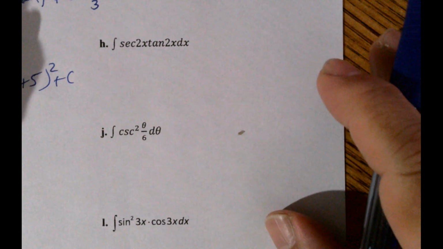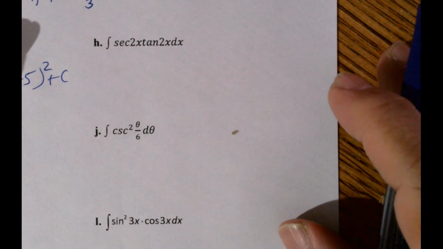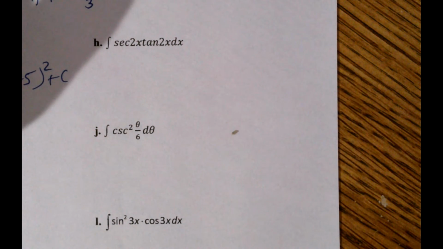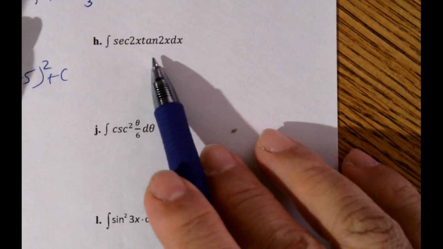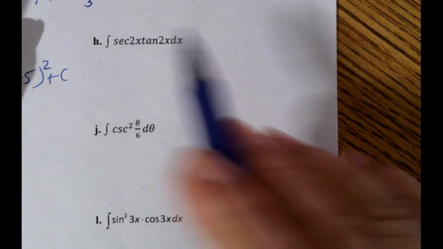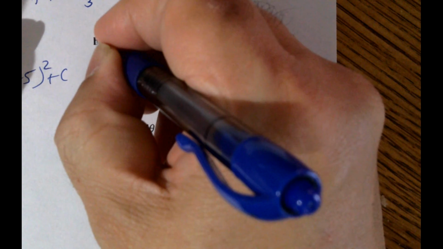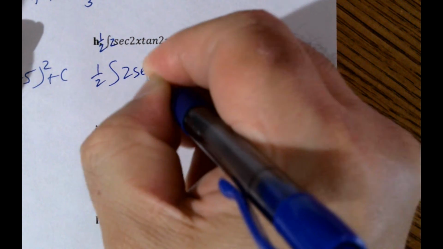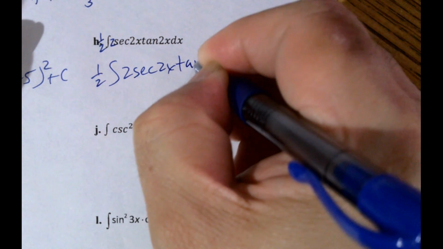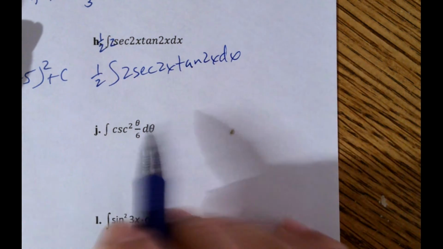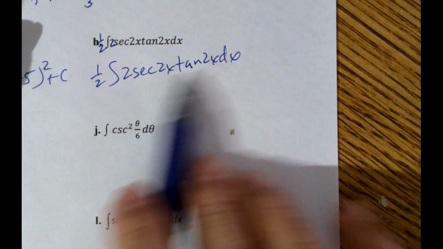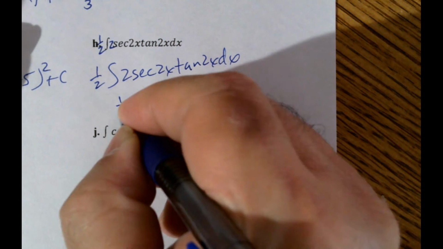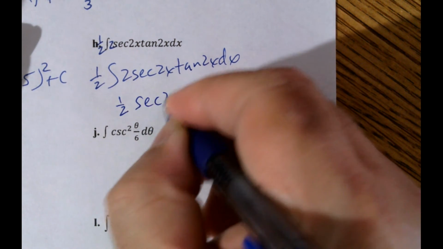H, secant 2x tangent 2x, that is the derivative of secant x. Well, except for the 2. So I need the derivative of 2x, which is 2. Compensate for that 2 by putting a half out there. So I'm going to rewrite this so you can see it. I realized I probably should have done that for earlier problems, but I didn't. So that is the derivative of secant 2x. So it's 1/2 secant 2x plus c.